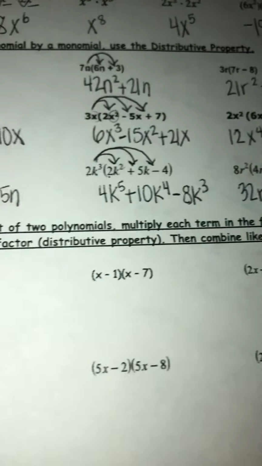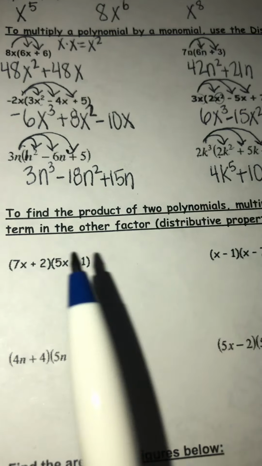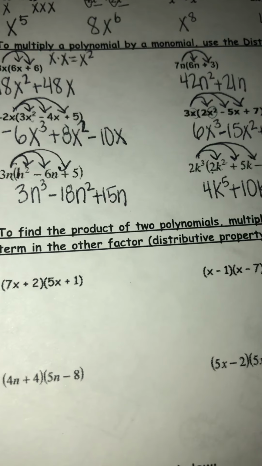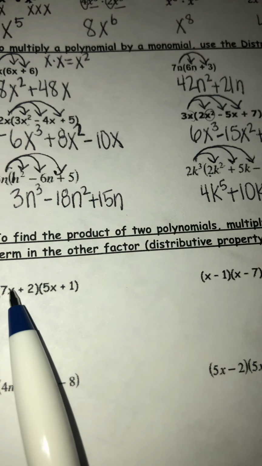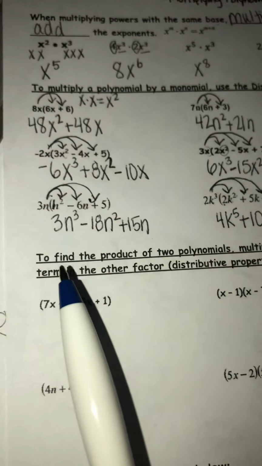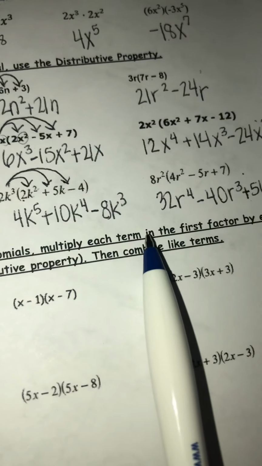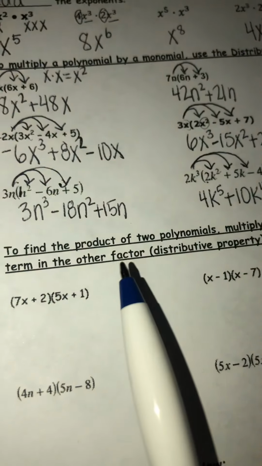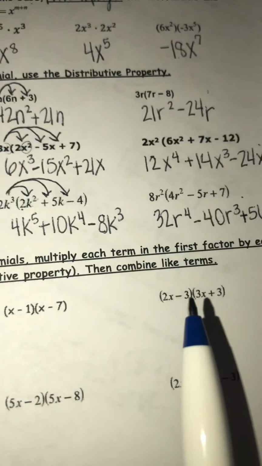The next section is going to be a little bit more complicated. Obviously, the problems get a little bit bigger, and there's more things inside the parentheses, and there are two sets of parentheses. So, each one of these is called a binomial because there are two parts of the polynomial. Remember, two terms mean binomial. So when you're multiplying two polynomials, you're going to multiply each term in the first factor by each term in the other factor. Now, you're still distributing, and then you're going to combine like terms.